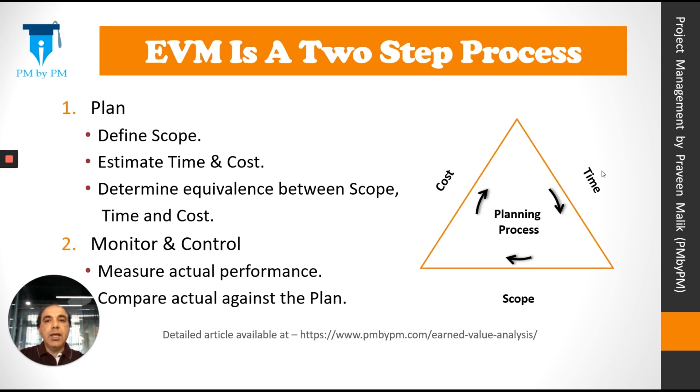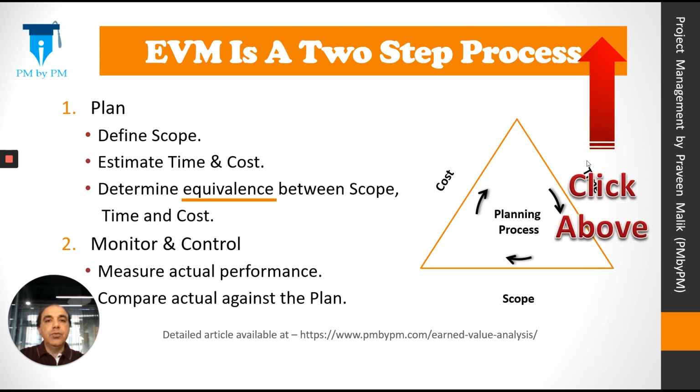So in our last video, we talked about EVM being a two-step process. It starts with planning and then we go to monitoring and controlling. EVM is just like a normal methodology, which is first plan and then monitor and control. But the most important thing is it finds the equivalence between scope, time and cost. So first you define the scope, then you estimate the time and cost, and then you find the equivalence between these three parameters. You can click above to view my previous video, which explains what and why of EVM.